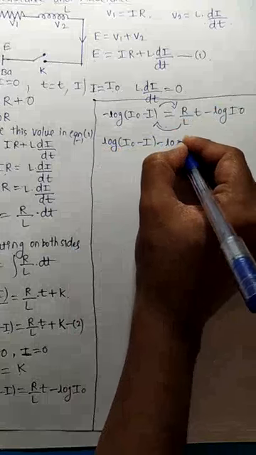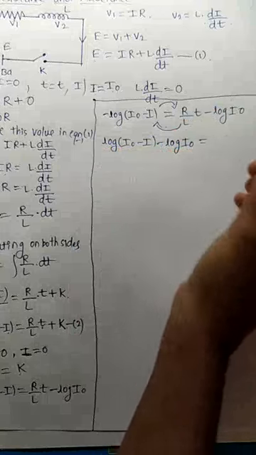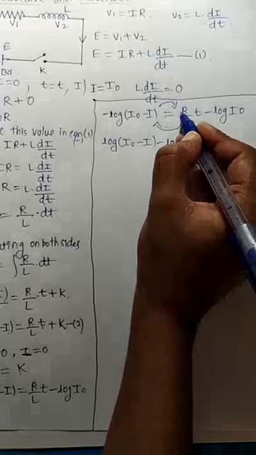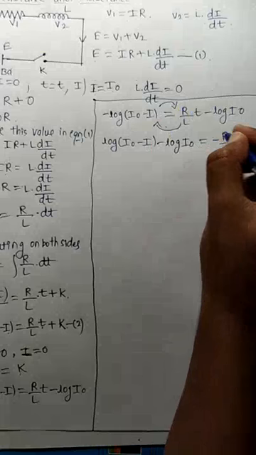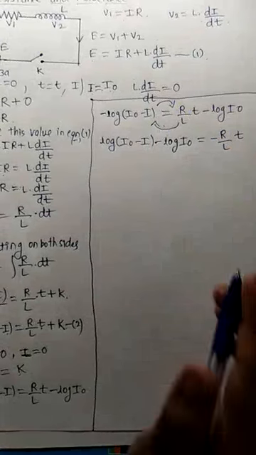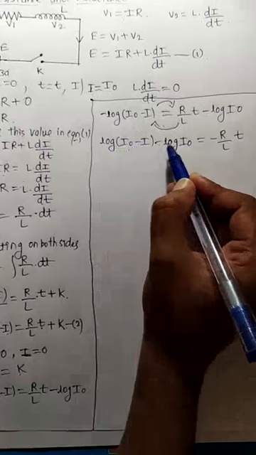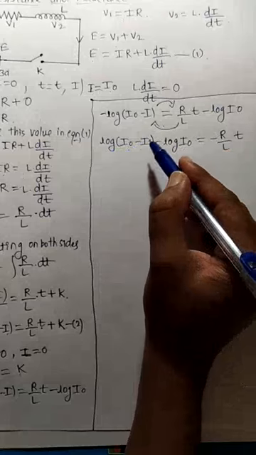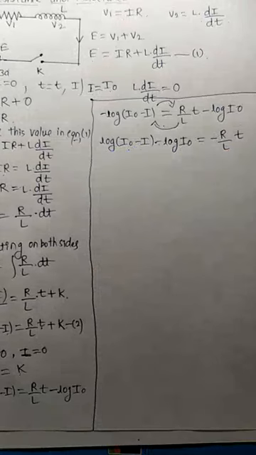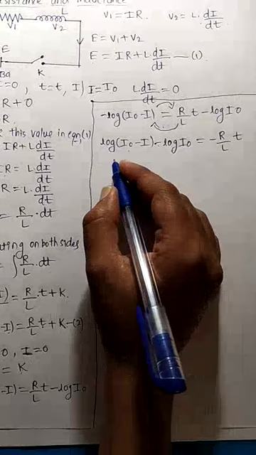So minus log I naught, which is equal to, as it is coming to this side, it becomes minus, isn't it? So minus R by L into T. Is this the equation we got? Now, as you know, log U minus log V, we can write as log U divided by V. In the same way, I will write this one. So writing, what we will get?